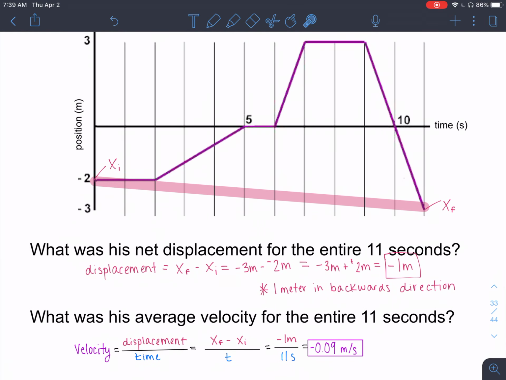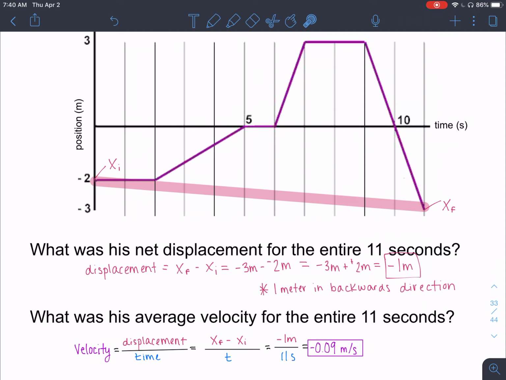Okay, here's all the work for the displacement. Again, it's final position minus the initial position. Here's our initial, here's our final. So we really only went down 1 meter. So we can think of that as negative 1 meter, or 1 meter in the backwards direction.